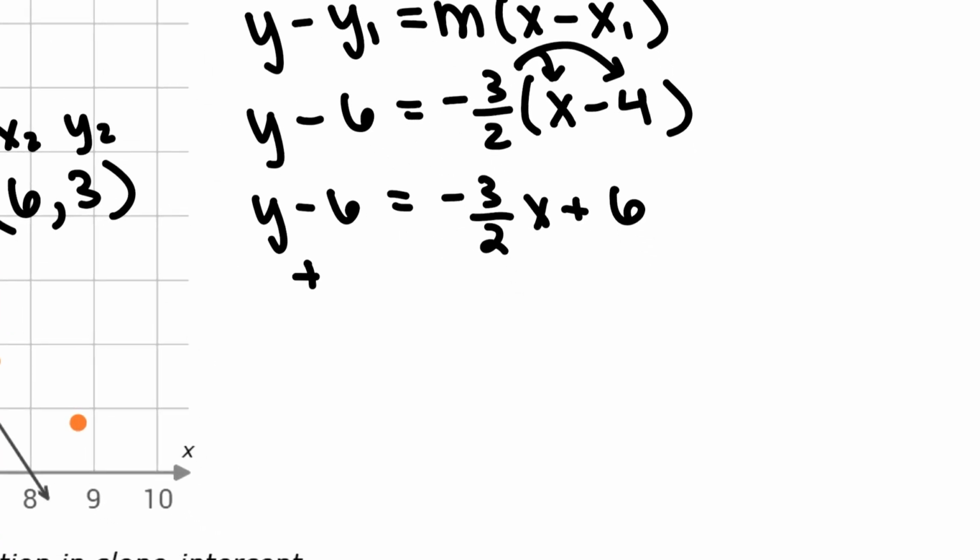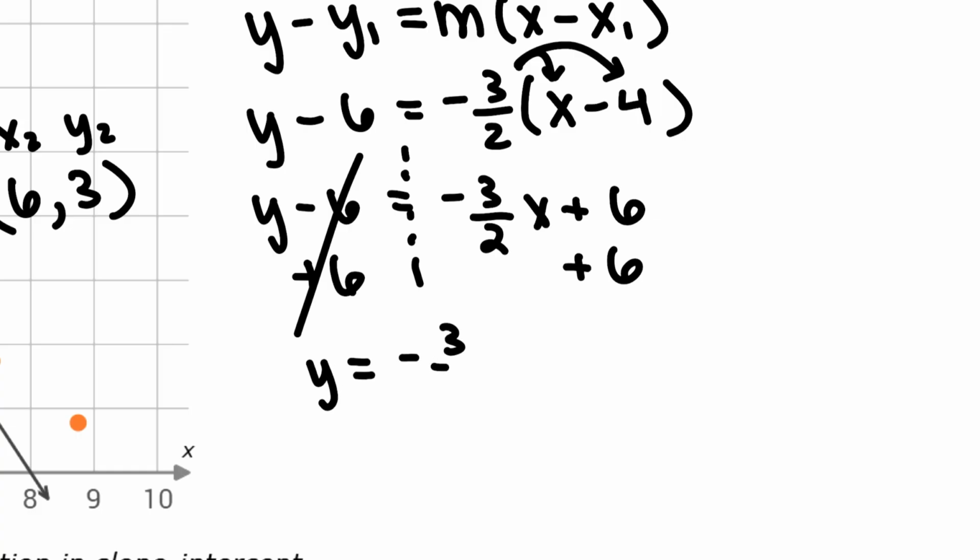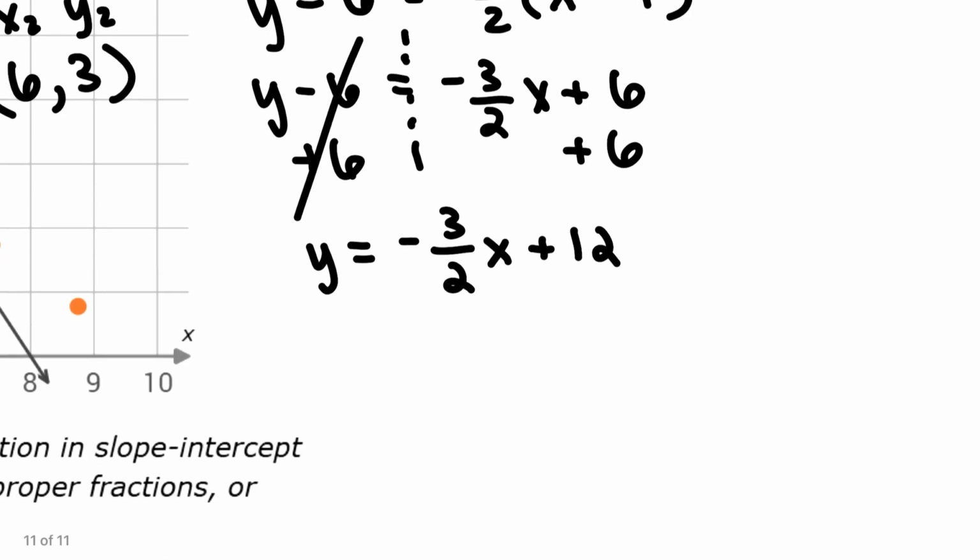And now we're going to add 6 to both sides so that we can get this y by itself. So we're using our inverse operations, minus 6, so that's why we're adding. When I say both sides, I once again mean both sides of the equal sign to keep it balanced. Because if you do one thing to one side, you have to do it to the other. So we're going to have y equals negative 3 over 2 x plus 12. And that is our equation of that trend line.